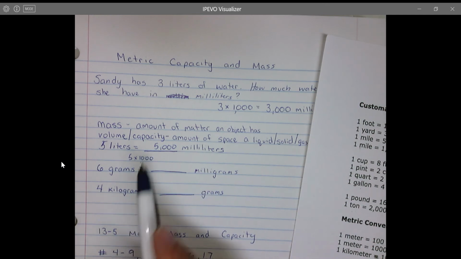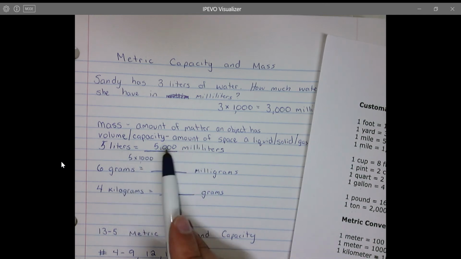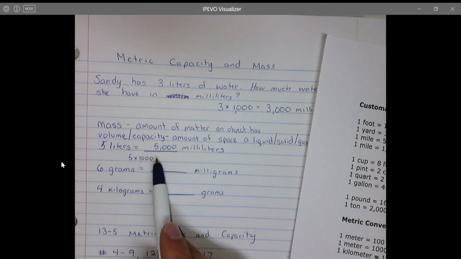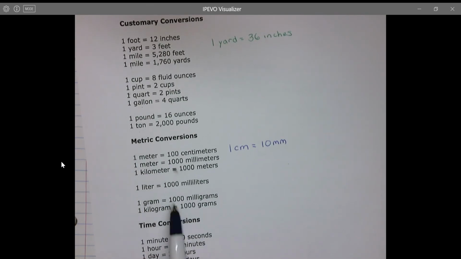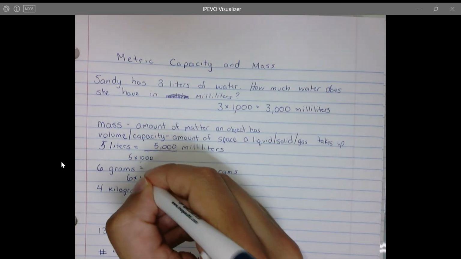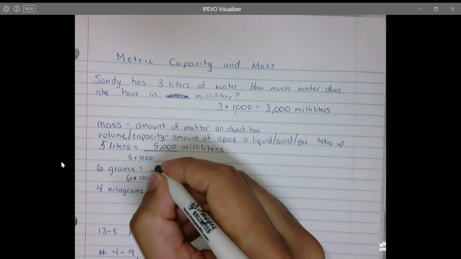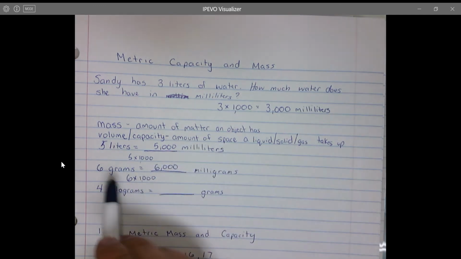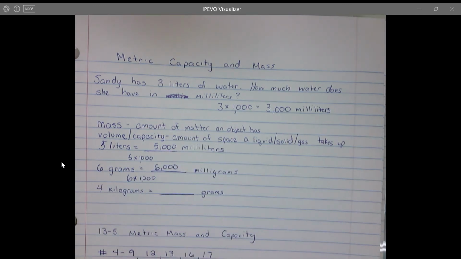Let's see what I'm going to multiply. 1 gram is 1,000 milli. Oh, so when I'm going from the base unit, whether that's liters, grams, or meters, to milli, that's multiplying by 1,000. So 6 multiplied by 1,000, 6 groups of 1,000, would give me 6,000. So 6 grams is 6,000 milligrams.